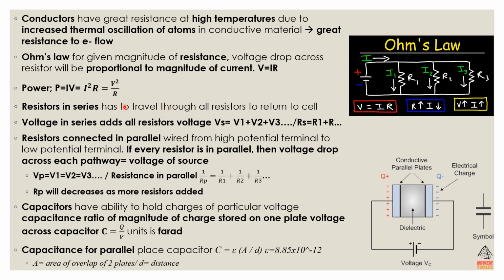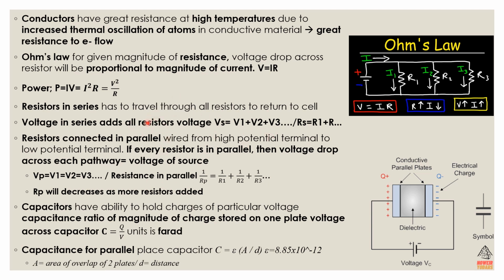Alright, so the voltage has to go through all the resistors before coming back to the cell, and then the voltage in the series adds up over all the resistors, so the voltage Vs is equal to V1 plus V2 plus V3, and the same with resistance. So resistance and voltage in series all add up to the total voltage or total resistance.